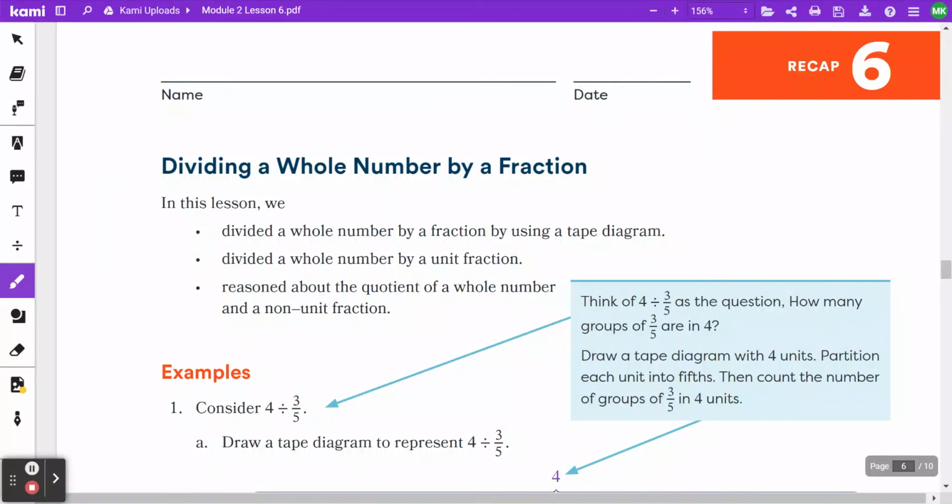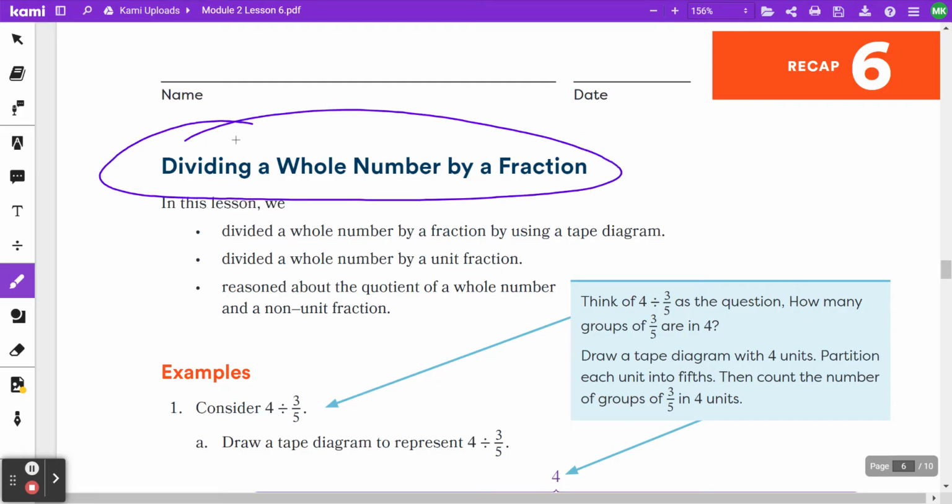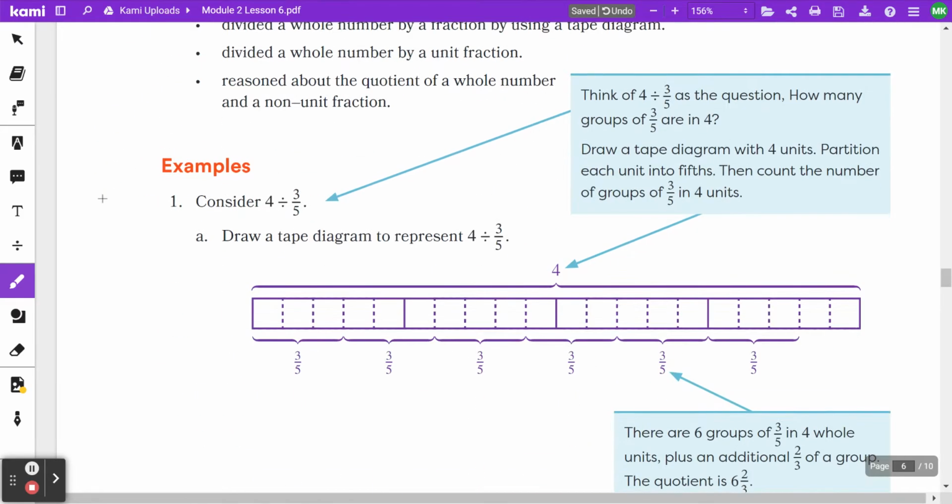This is Eureka Math Squared, right? So, module two, lesson six. What we're getting into here is dividing with fractions. We're going to start with dividing a whole number by a fraction. Okay, so we're going to start on page 83.